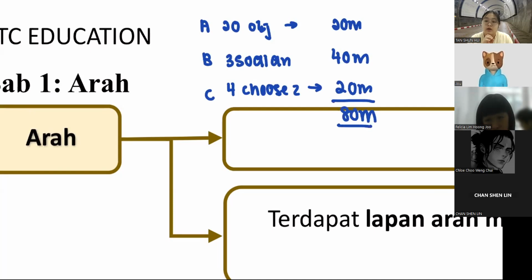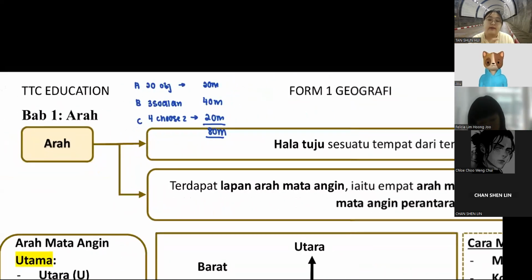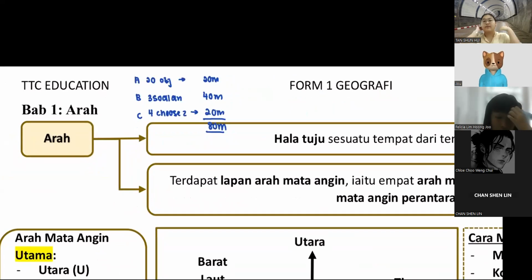Okay, now Bahagian A is objective, Bahagian B is subjective, meaning they will ask you questions with A, B, C, D, E parts. Right? Bahagian C will be so-called long questions. So you have to prepare longer answers. All right. This is your exam format. All right. Now, let me just quickly go through with you, okay?